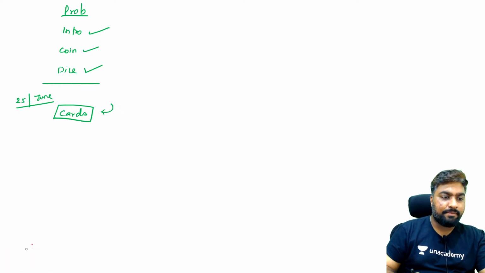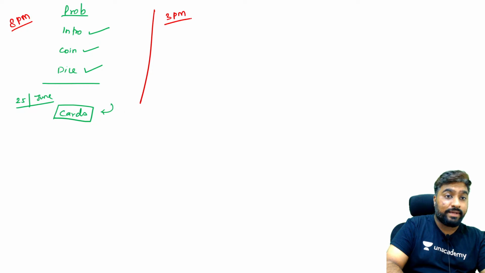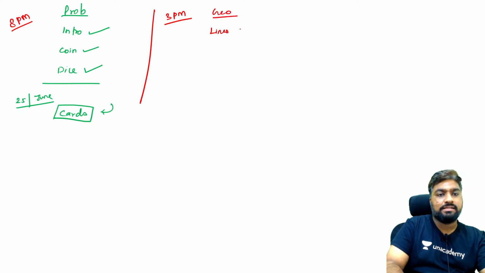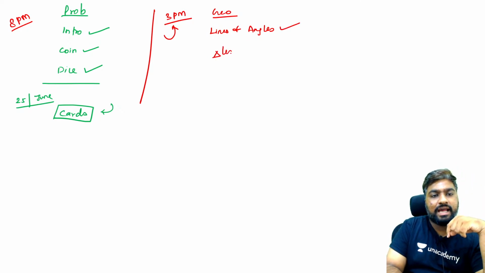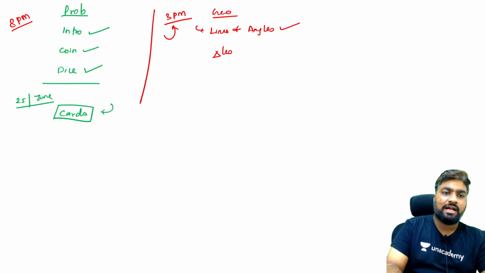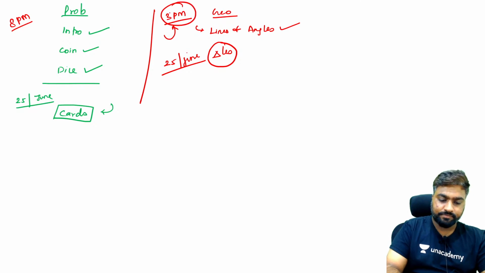Apart from this, these classes happen at 8 p.m., 8 to 9. At 3 p.m. also we are doing classes. Today we did geometry's first lecture, lines and angles. So you can again join the 3 p.m. class because we have only done one lecture. Tomorrow we will be doing triangles. You can join in for the triangles session tomorrow, 25th June, at 3 p.m.